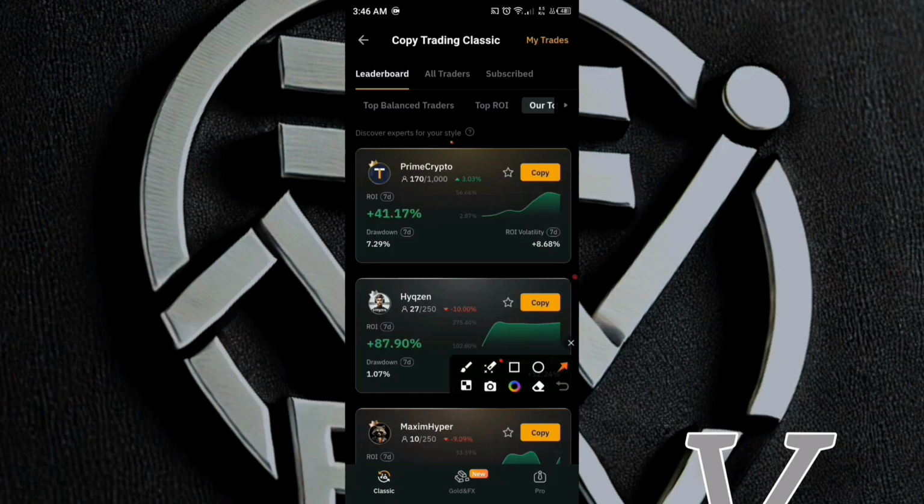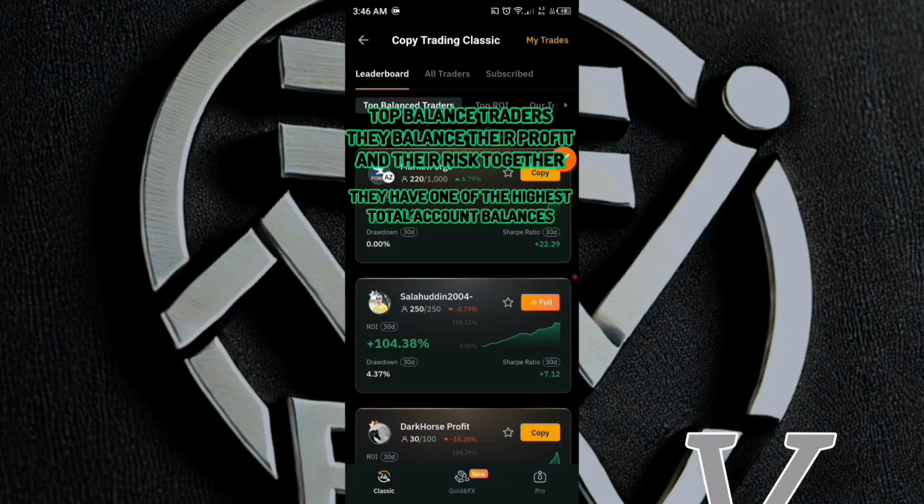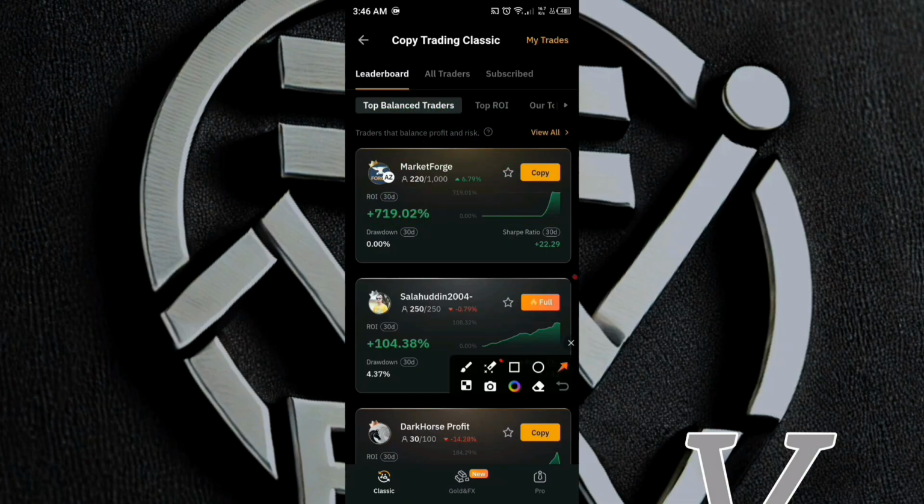For the top balance traders, they are traders that balance their profits and also balance their risks at the same time. This particular set of traders don't take too much risk, and they also don't make too much profit from their trades because they focus on not losing their capital. So these traders like to balance their profits and their losses.